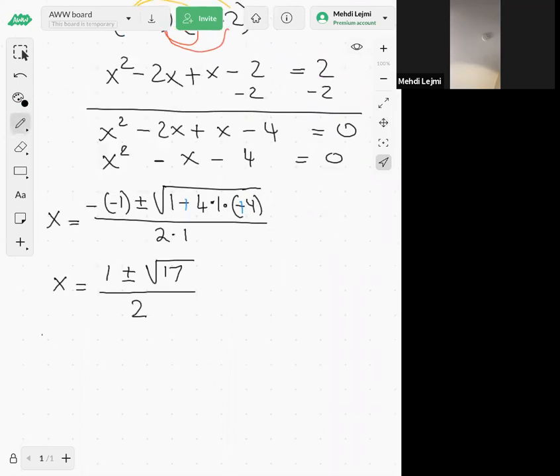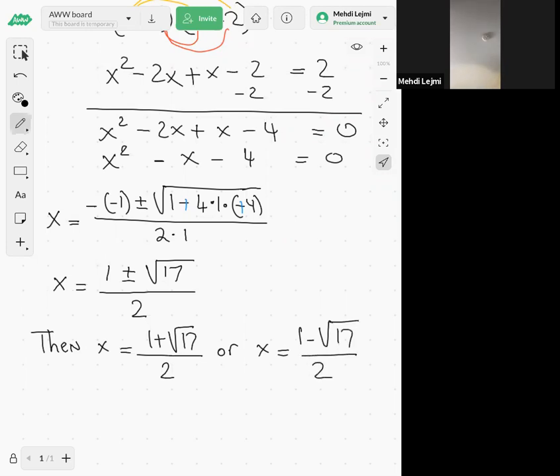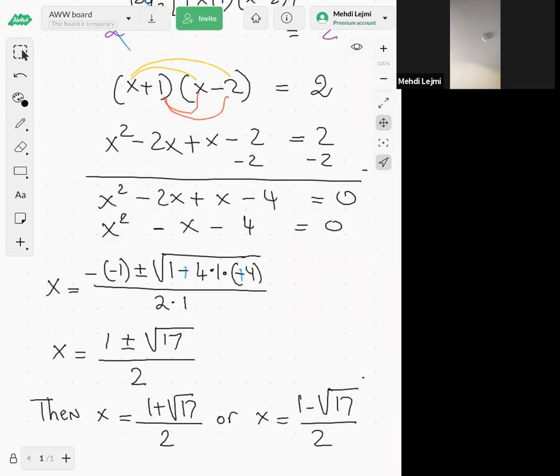So then x is 1 plus square root of 17 over 2, or x is 1 minus square root of 17 over 2. Okay. Now, we are not done yet. There's the last step. Those are possible solutions. There's one more step, guys.